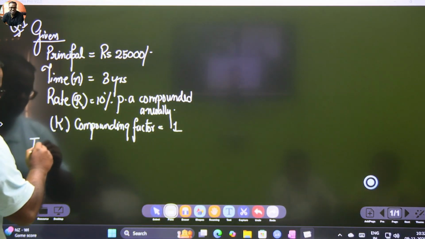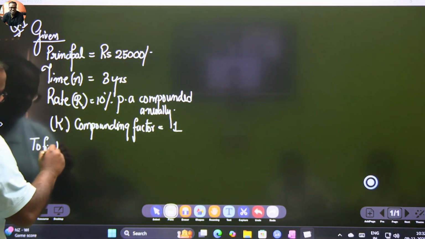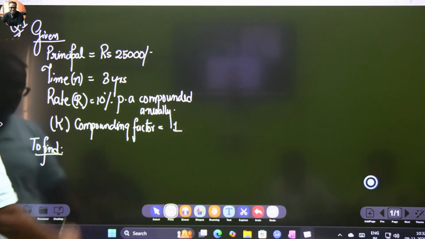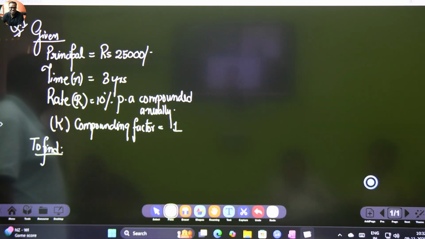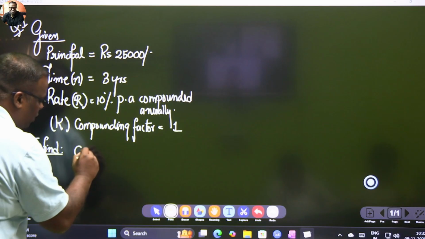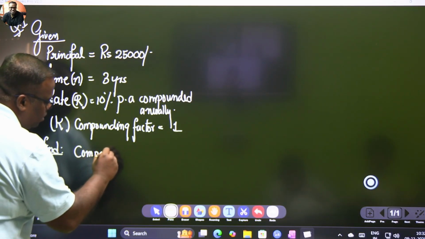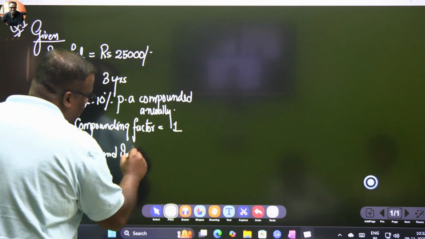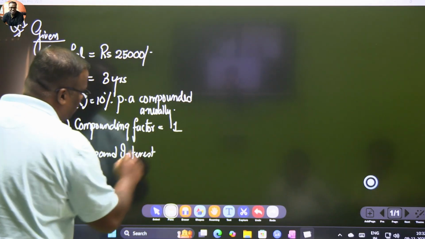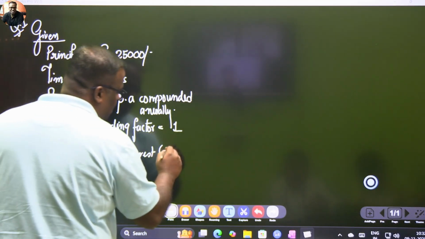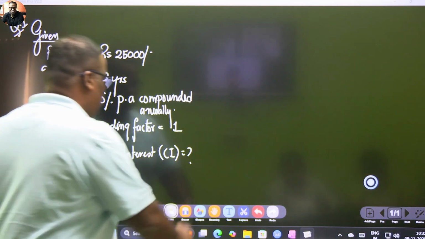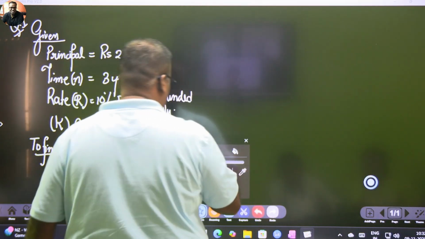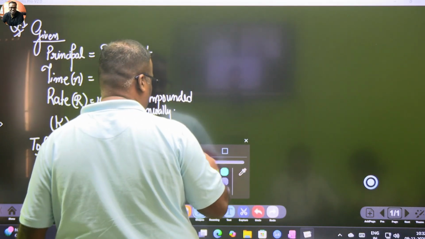Now we write to find. They have asked you the amount of compound interest, beta. Just 1 minute. We have to find the interest for 3 years. Compound interest. So we have to find compound interest. No, beta, it's not like that. 2,500 is interest for 1 year. CI is unknown, right? So our solution starts from here, beta. Okay, just follow me as I'm doing.